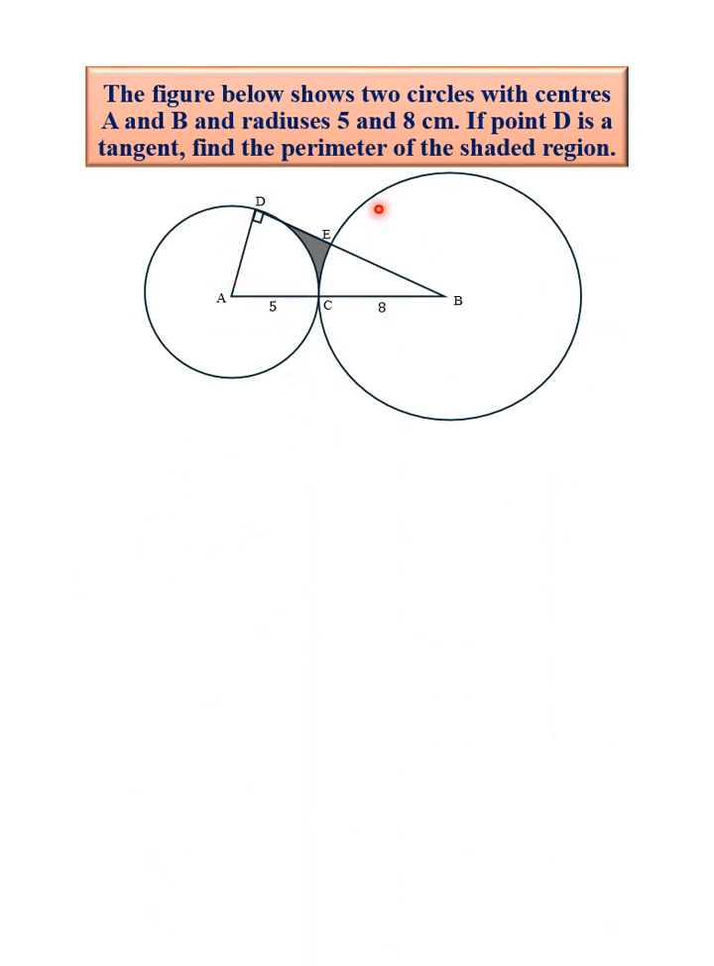So this is the question. It says, the figure below shows two circles with centers A and B and radiuses 5 and 8 centimeter. If point D is a tangent, find the perimeter of the shaded region. So we are looking for the perimeter of this shaded region, this region DEC. The shaded region, that is what we are looking for.